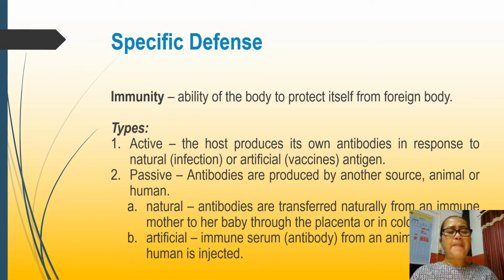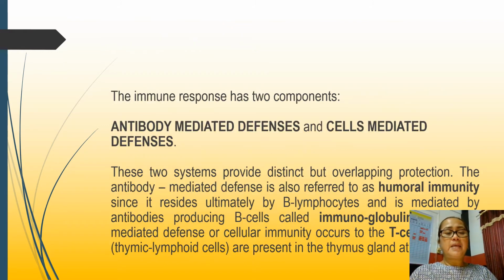Next is your passive artificial. Those are immune serum antibodies from an animal that are injected into humans. So those are your vaccinations. We have your BCG, Hep B, and all during our immunization period in our earlier years. And then we also have your measles.